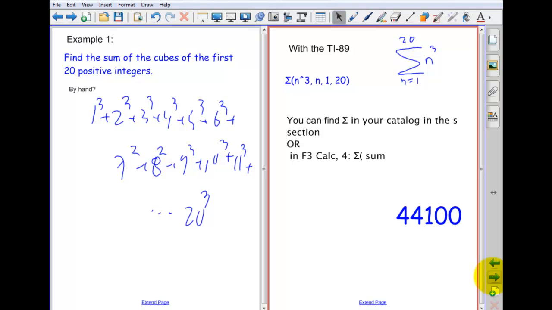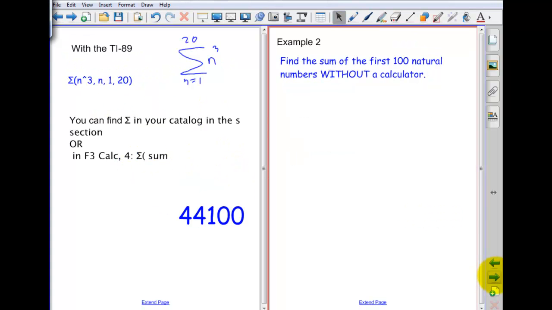Now, that's a handy way to check work, but I expect you to be able to do this without the calculator well. This one eventually too, because we're going to come up with a formula for the sum of the first n cubes. Would you like to see it? You'll have to wait. Later we'll do the formula for the first n cubes. For right now, find the sum of the first 100 natural numbers without a calculator.